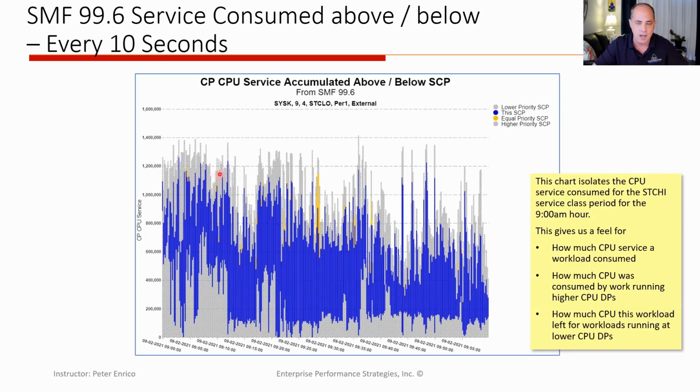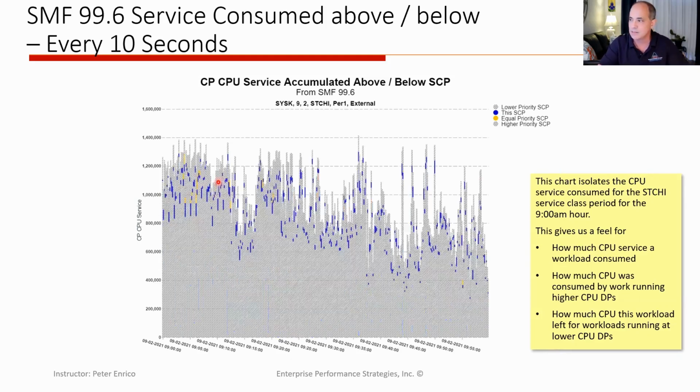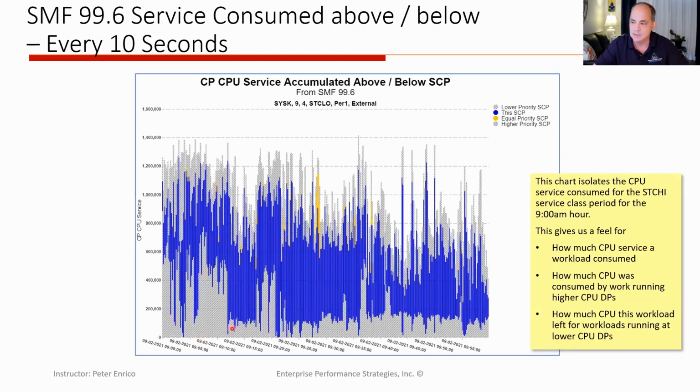There's work running at higher priority that's getting its work done. As we saw in the previous chart, that was STC high. And in this particular case, we do see that there are times when STC low doesn't have enough CPU and it doesn't leave enough CPU for work running at lower dispatching priorities. Again, all helping us understand, when we tune the goals, how to monitor and manage the goals, so that I can make sure this workload gets the CPU it wants. Maybe I don't care about STC low, but I care about STC high. I get a good feeling that if I raise the dispatching priority or do something, I can actually change the dynamics of how the CPU is consumed relative to the dispatching priority.